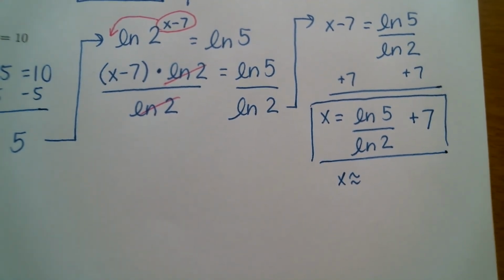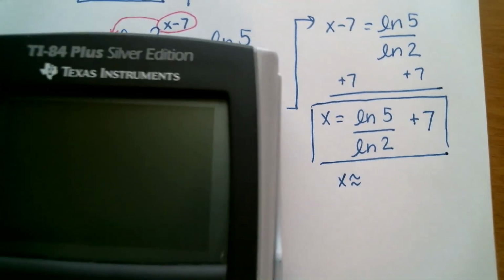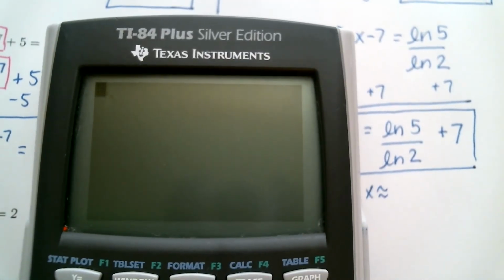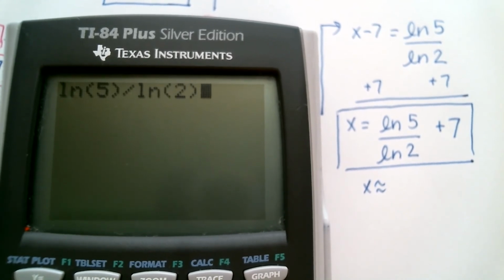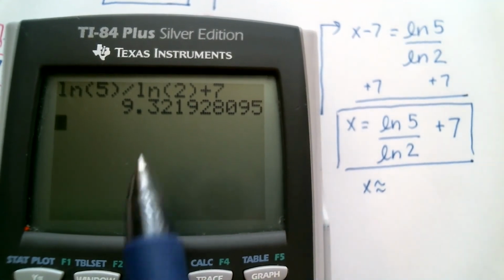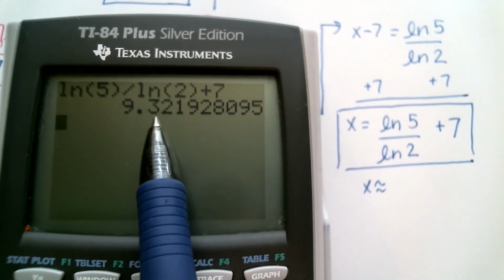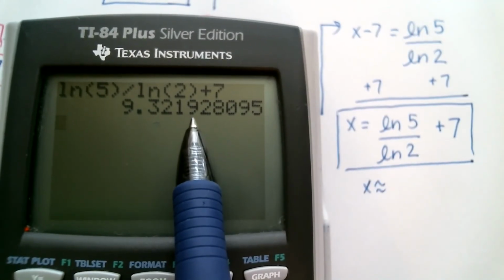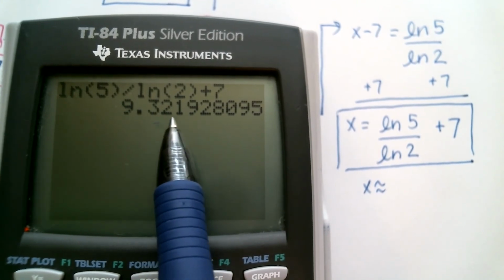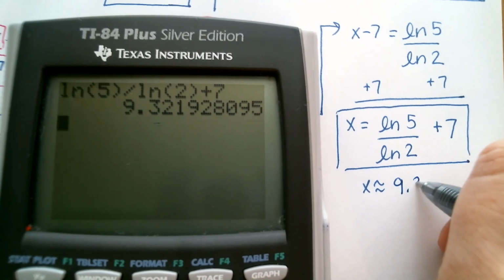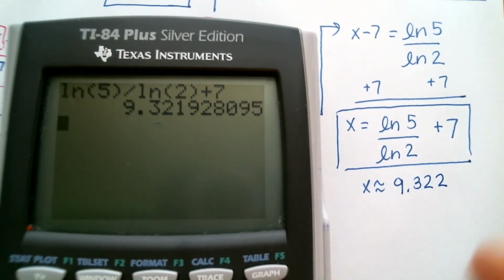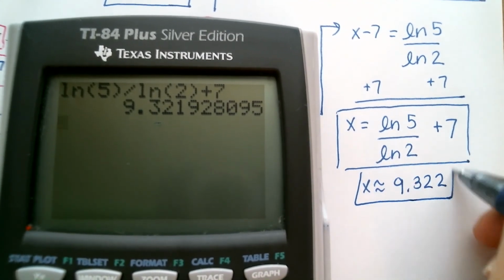So let's do that. We are going to get natural log of 5 divided by natural log of 2. So you got that fraction, and then you're just going to add 7. We're going to round it to 3 places after the decimal. So we've got 321. The 9 after the 1 makes us bump it up to 322. So x is approximately 9.322. So there you go.